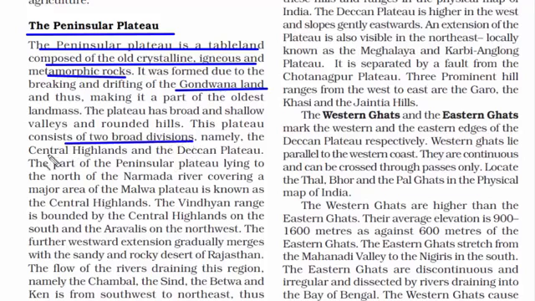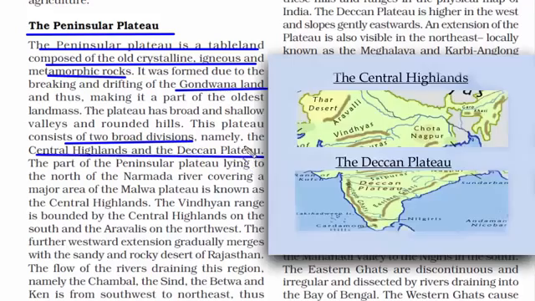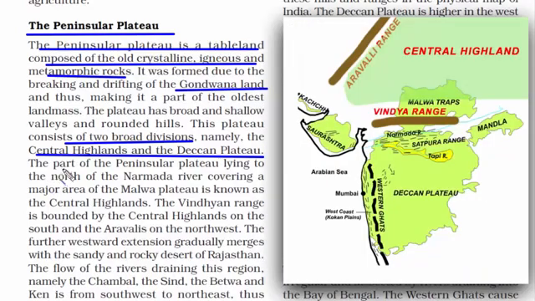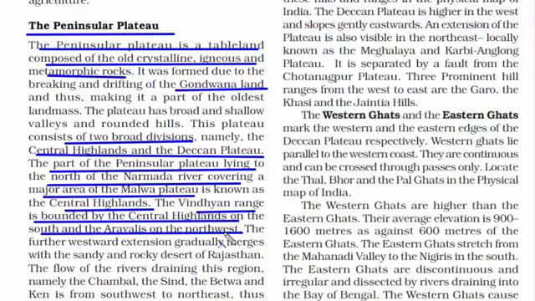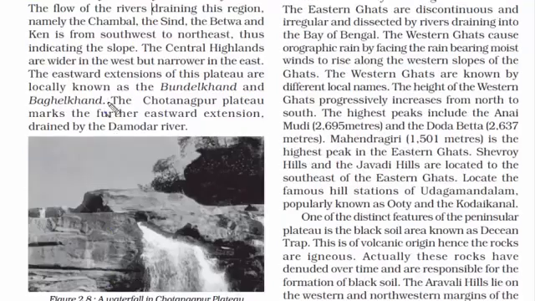Now here the plateau is broadly divided into two categories, the Central Highlands and the Deccan Plateau. So the Central Highlands lie right in the middle, that is to the north of the Narmada River, covering major area of Malwa Plateau. Just have a look at this in the map. So Central Highlands is bounded in the south by Vindhya Range, and towards its northwest, that is near Rajasthan, it is bounded by Aravalis. And the rivers that you will find over here are Chambal, Sindh, Betwa and Ken. So the Central Highland extends up to Chota Nagpur Plateau in the east.